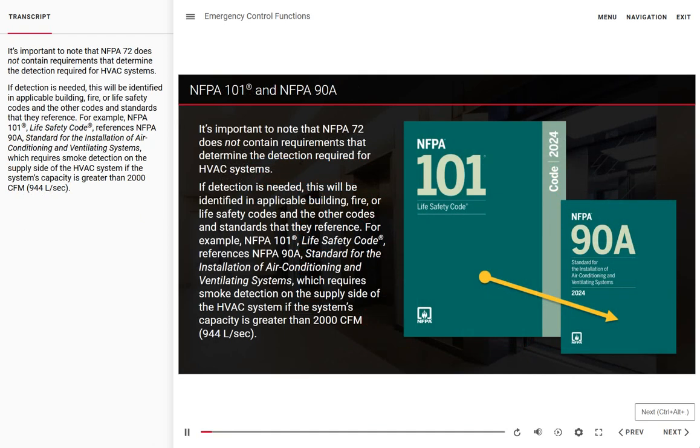It's important to note that NFPA 72 does not contain requirements that determine the detection required for HVAC systems. If detection is needed, this will be identified in applicable building, fire, or life safety codes, and the other codes and standards that they reference. For example, NFPA 101, Life Safety Code, references NFPA 90A, Standard for the Installation of Air Conditioning and Ventilating Systems, which requires smoke detection on the supply side of the HVAC system if the system's capacity is greater than 2,000 cubic feet per minute, or 944 liters per second.